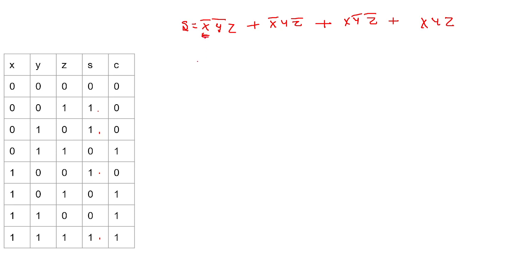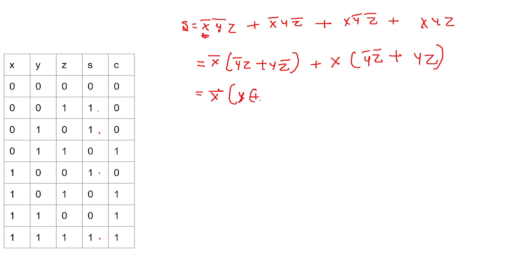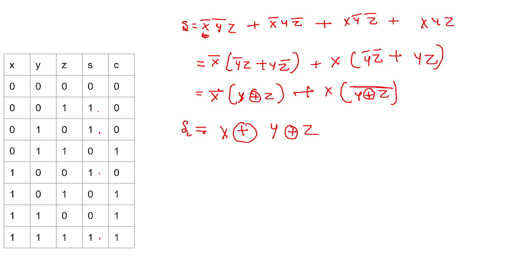Now I can take x common from here, so I will get x bar times (y bar z plus y z bar). This is in the form of exclusive OR, and again x times (y bar z bar plus y z). This is in the form of XNOR gate. So I will get x bar common, here exclusive OR of y and z, and with x I will have exclusive NOR gate. Okay, so this is in the form of x bar y plus x y bar. So I will have x XOR y XOR z. So this is my sum equation.